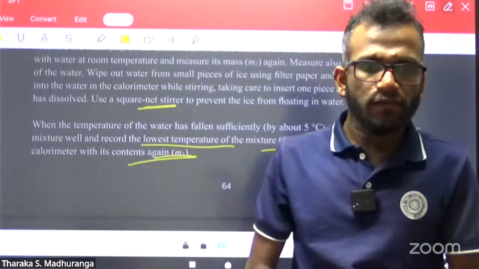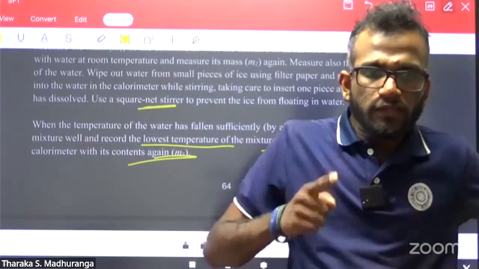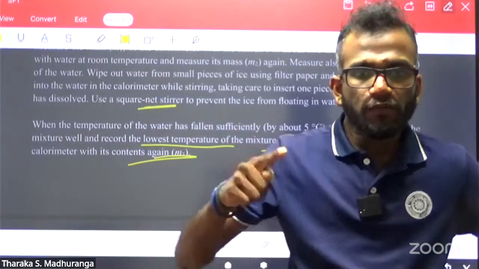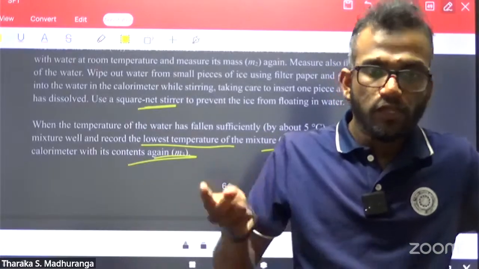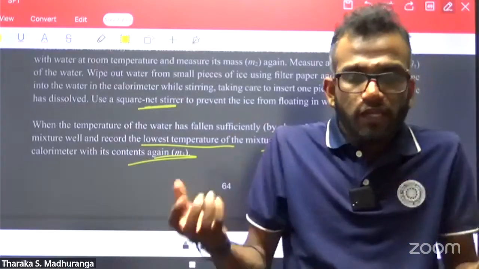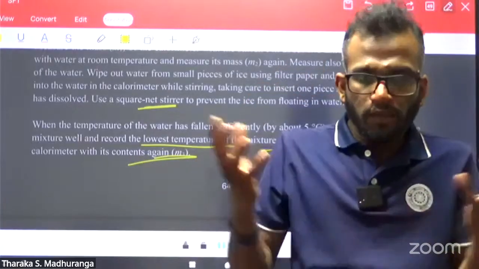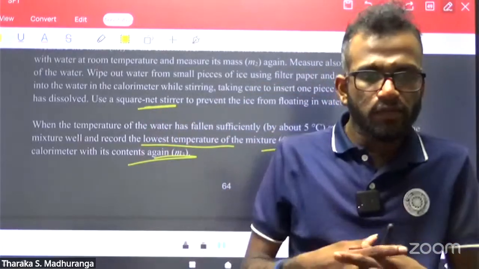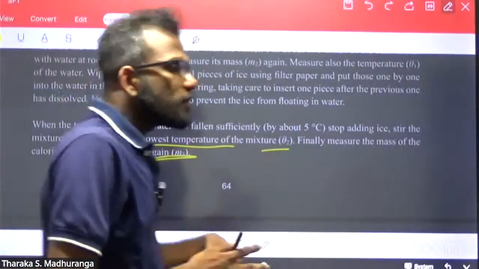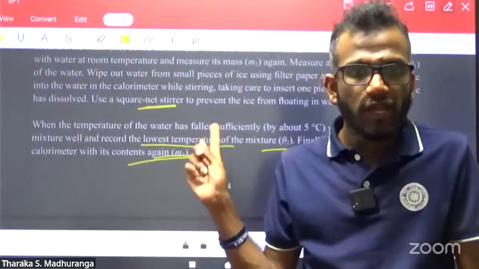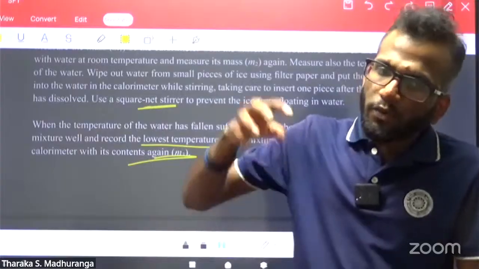Always, in this experiment also, we need to avoid heat loss to the environment. Actually, not heat loss now, but heat absorbed by the environment, because it is a cooling process. To avoid this heat absorption, we can utilize these tricks, which are given here.